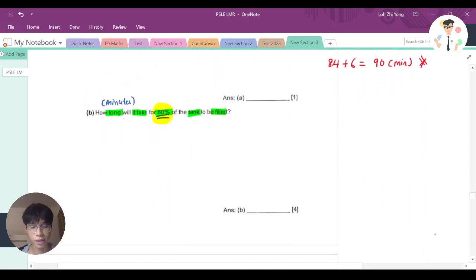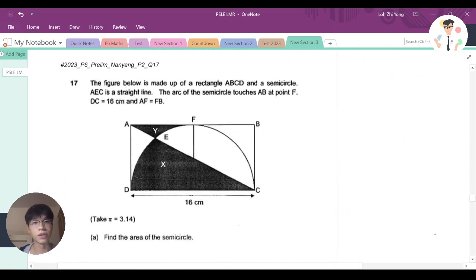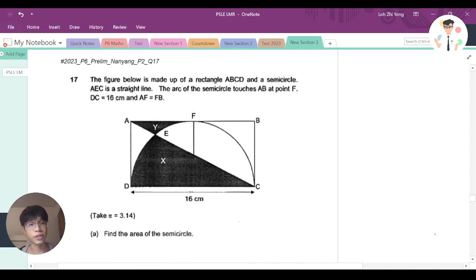Let's move on to the next and perhaps the last question for this video, which is from Nanyang Paper 2, question 17. Let's look at this question. So here it says that the figure below is made out of a rectangle ABCD, as you can see, and a semicircle. AEC is a straight line, and the arc of the semicircle touches AB at point F. Okay, as you can see here, DC is equal to 16 cm, AF is equal to FB. Now, first step, the first question: find the area of the semicircle. So looking for the area of the semicircle.